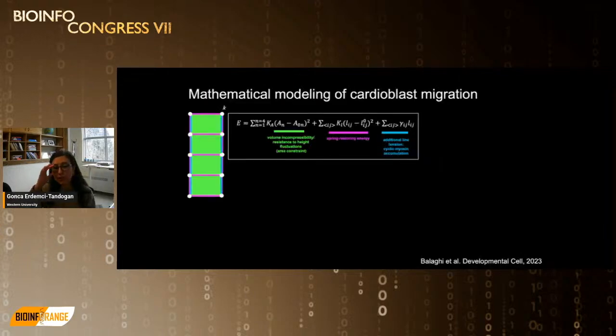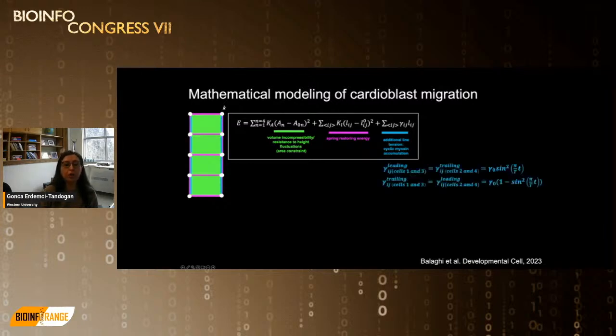To help answer this question, we developed a mathematical model using the vertex model framework. Again, in this case, we are modeling 4 cardioblast cells, and we write a total mechanical energy for these cells. It is very similar. The first term is identical to the first term that I showed at the beginning of my talk, which is the spring area term. Ka is the area modulus, An is the area of a cell, and A0 is the preferred area of a cell.